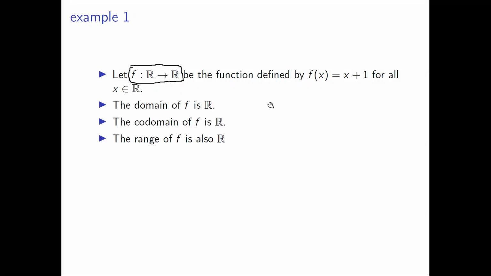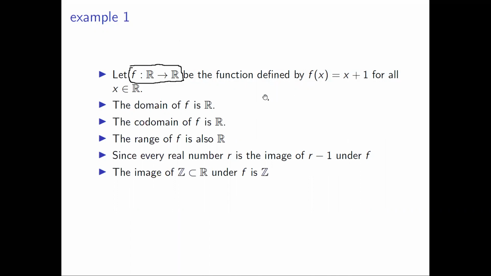Now, the range is a little more interesting. The range is still the real numbers. To see why that's true, we can see that every real number, little r, is the image of some other real number. And the real number that is mapped to r is r minus 1.